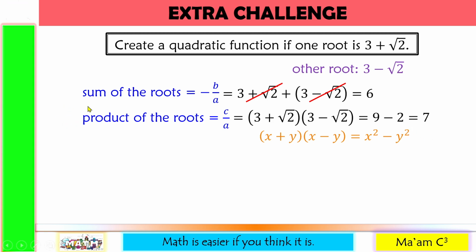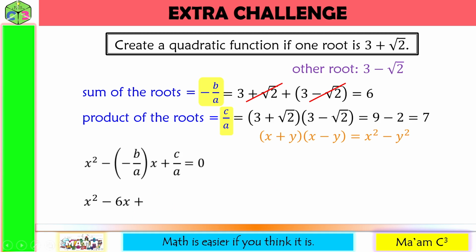Since I already have the sum of the roots, which is negative b over a, and the product of the roots, which is c over a, I will substitute these values in this formula. So we have x squared minus negative b over a, our sum is equal to 6, multiplied by x. We have plus, and c over a is the product of the roots, which is 7, equals 0. To make this a quadratic function, I'll replace 0 here with y. So we have y is equal to x squared minus 6x plus 7.